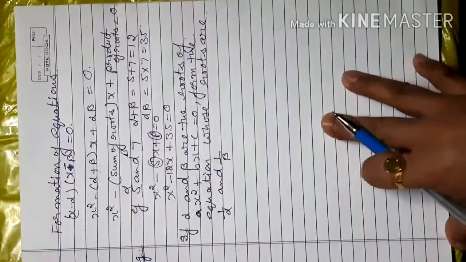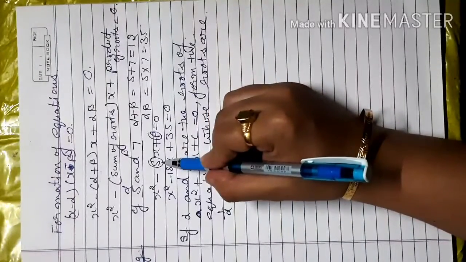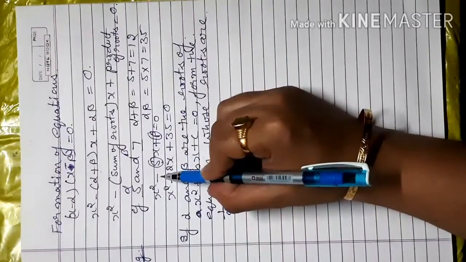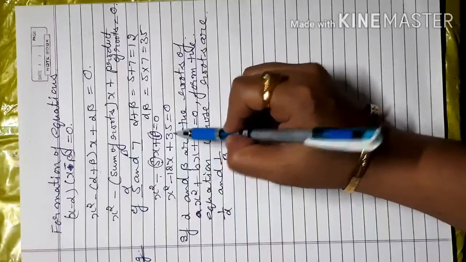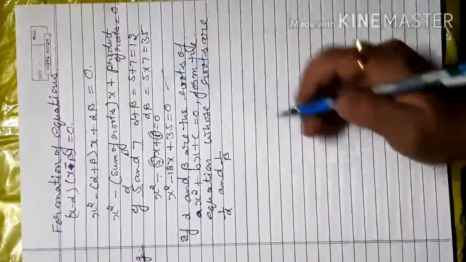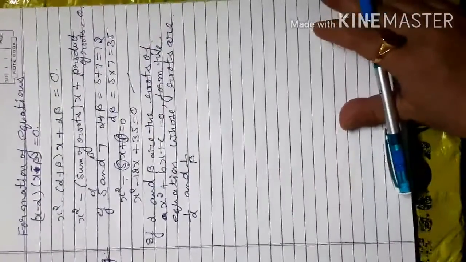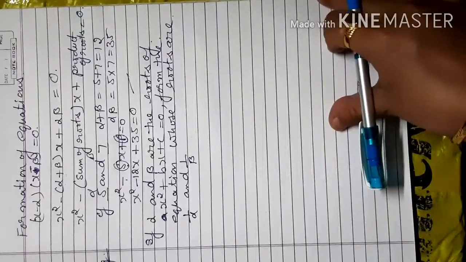If roots are given, you can directly apply the sum of roots in place of s. Remember one thing, there should be a negative sign here, and here you apply the product of roots in place of p. So that is your required formation of the equation. So I go with one example for this case, to show how we can apply it in our question.